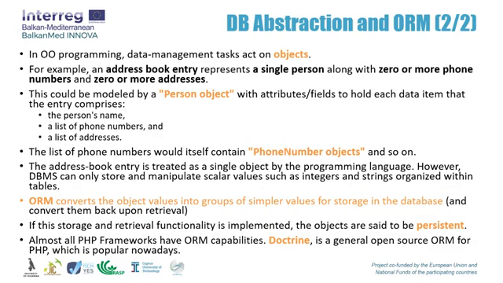The list of phone numbers would itself contain phone number objects and so on. The address book entry is treated as a single object by the programming language. For instance, it can be referenced by a single variable containing a pointer to the object. Various methods can be associated with the object, such as a method to return the preferred phone number, the home address, and so on.